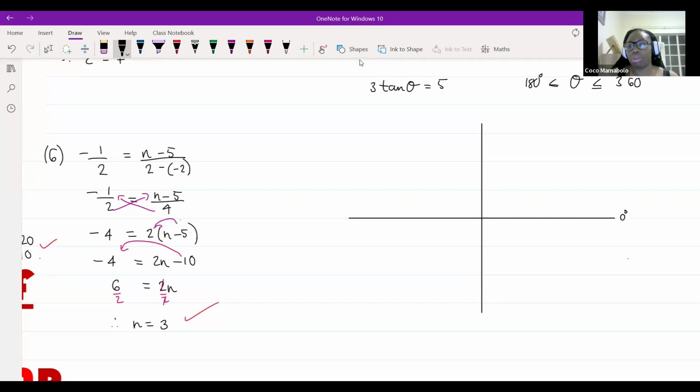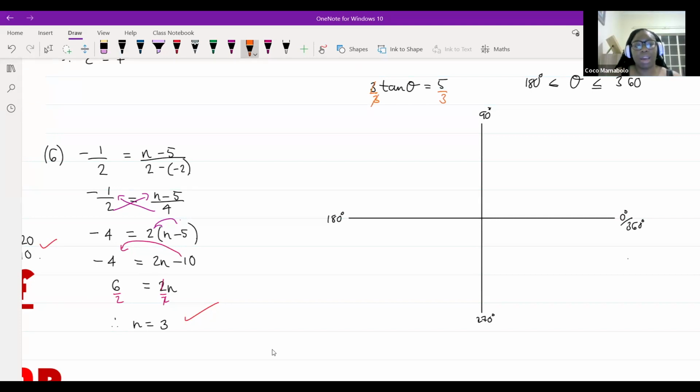Now, if I draw my Cartesian plane as I would for trigonometry, 180 degrees, 270 degrees, and 360 degrees is over here as well, right? I know that I need to use tan of theta, but now I've got a 3 here. So what I would do is I would divide this side by 3, and I would divide this side by 3.